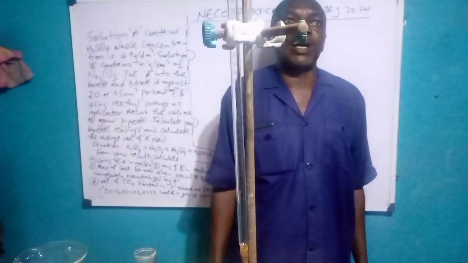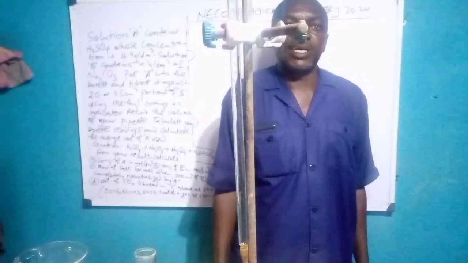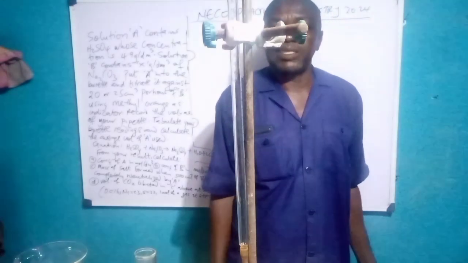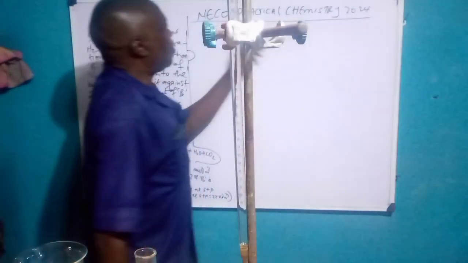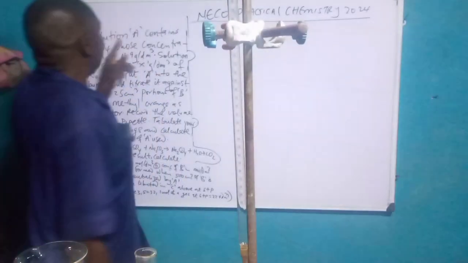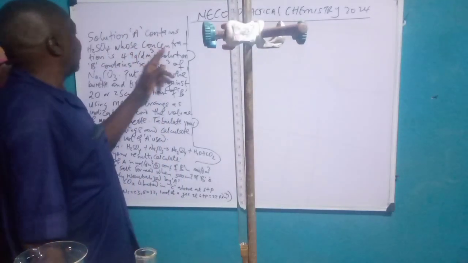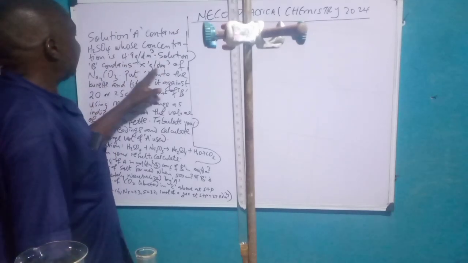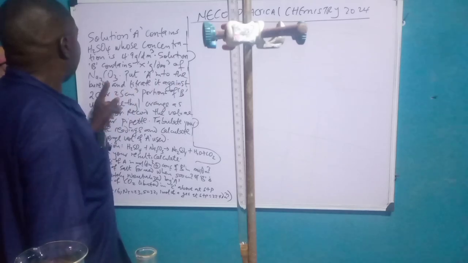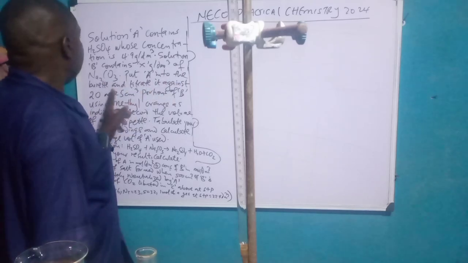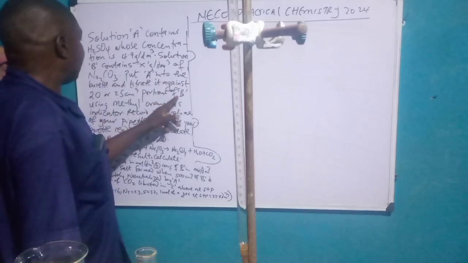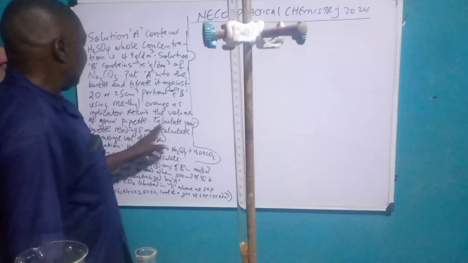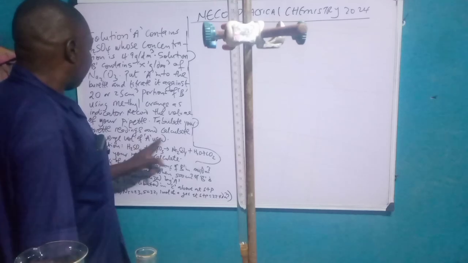Today, we are going to have a look at a question that we are predicting for this forthcoming NECO exam. Please, let's get started without wasting time. NECO Practical Chemistry 2024. Solution A contains H2SO4 whose concentration is 4.9 gram per dm cube. Solution B contains S gram per dm cube of sodium trioxocarbonate(IV). Put A into the burette and titrate it against 20 or 25 cm cube portion of B using methyl orange as indicator. Record the volume of your pipette. Tabulate your burette readings and calculate the average volume of A used.